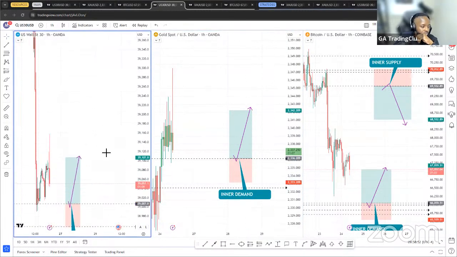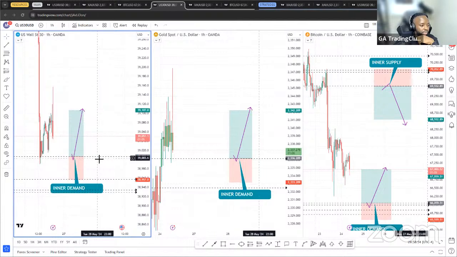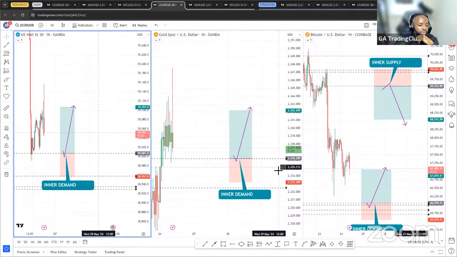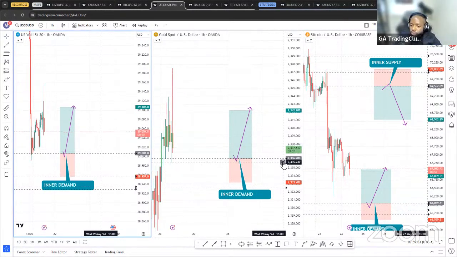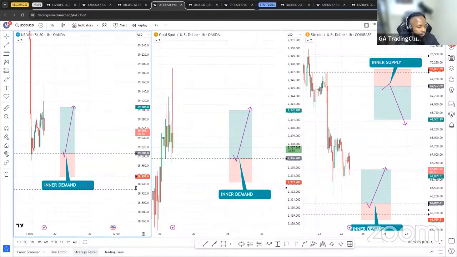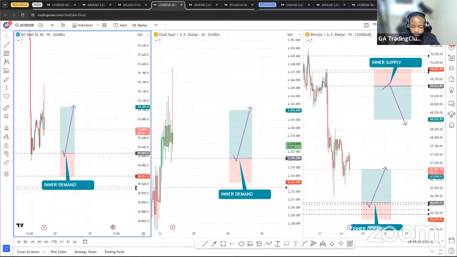US 30 also is giving a similar setup here. But looks like gold is closer because we are like 10 pips away from touching the hourly demand on gold. So let's see if we get that. I don't know if the music is too loud, but I'll just silence it.